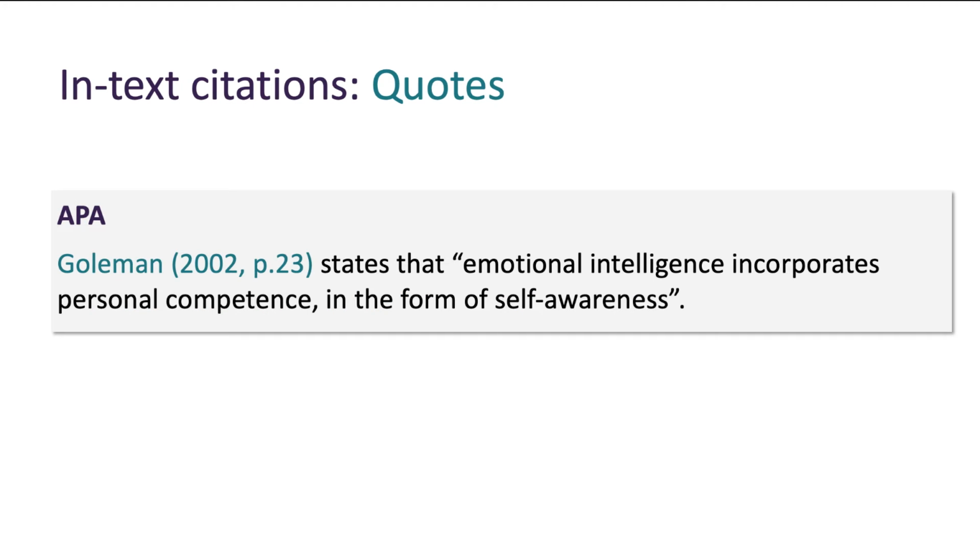We've looked at in-text citations and quotes in the previous videos, but just to reiterate that, you can see here we've got a direct quotation from a piece of work. So you start with the author's surname, Goldman, and then in brackets we've got the year of publication with a comma, P dot to state the page number, 23. If you are using direct quotations, if it is from something with a page number, you must include the page number. You can see where the quotation starts because you've got double quotation marks. Emotional intelligence incorporates personal competence in the form of self-awareness. And close your double quotation marks to show where you finish.